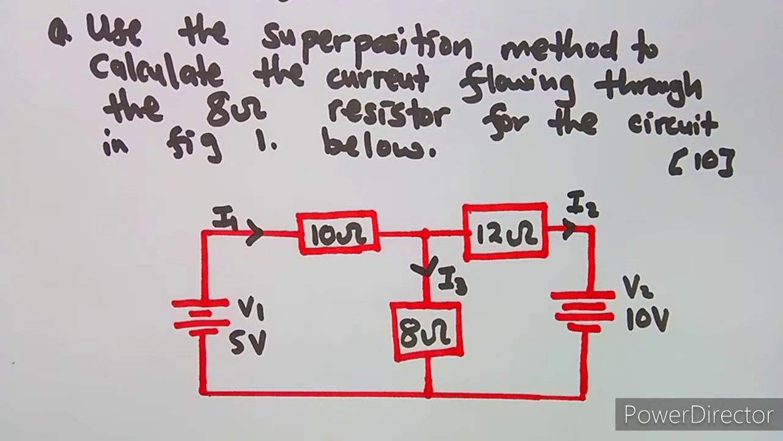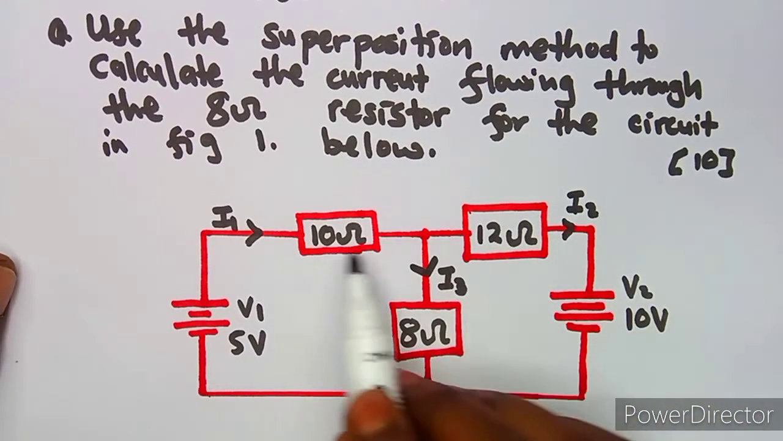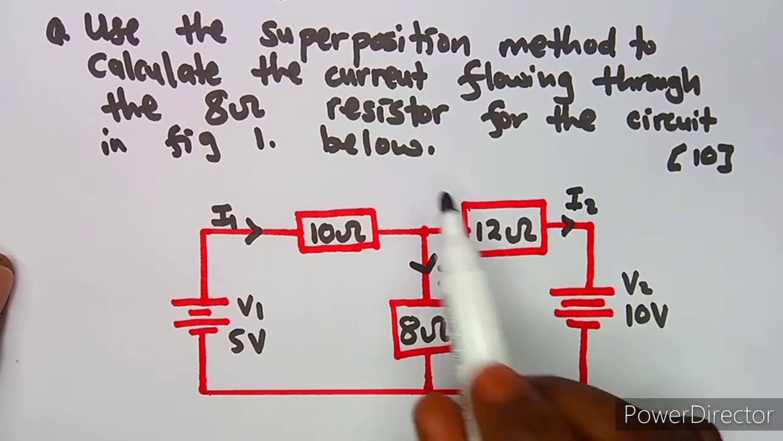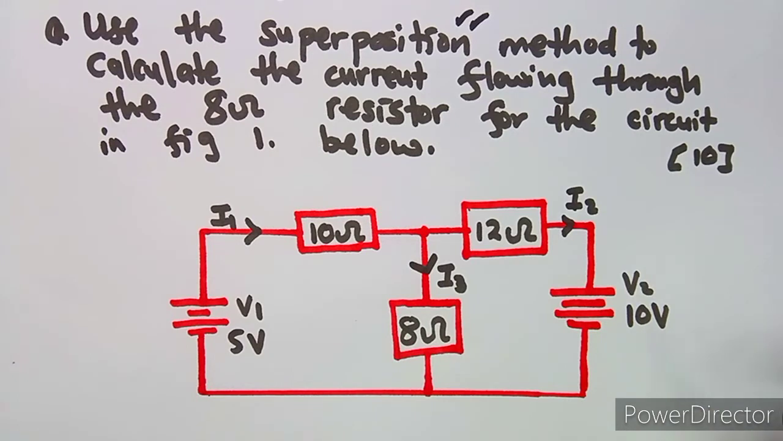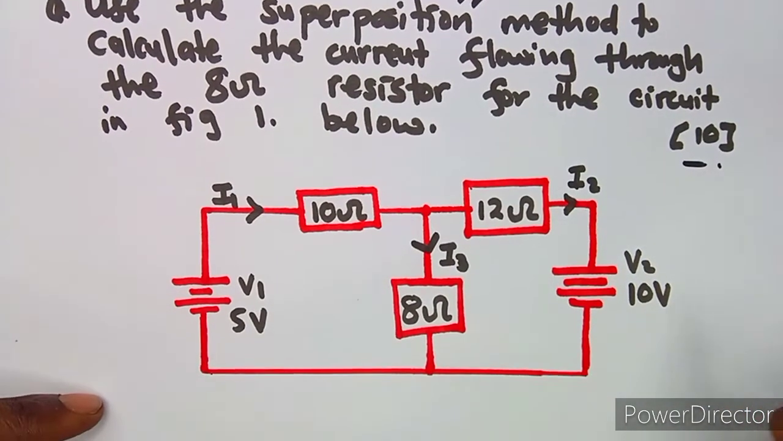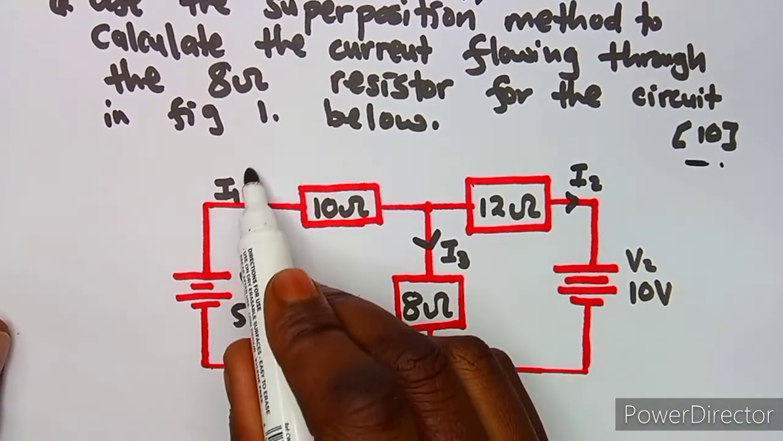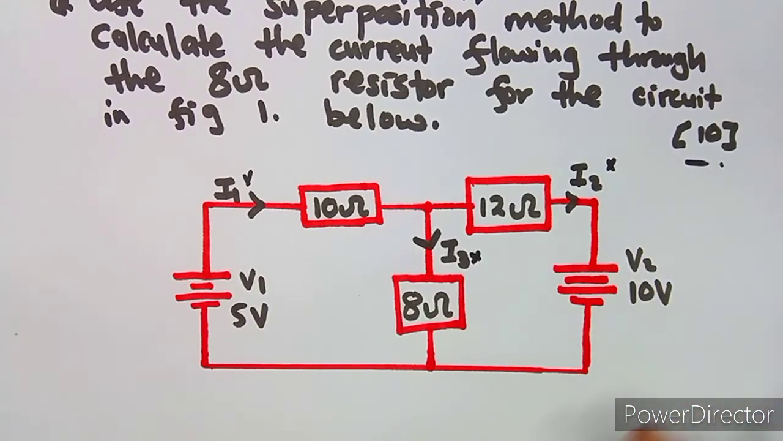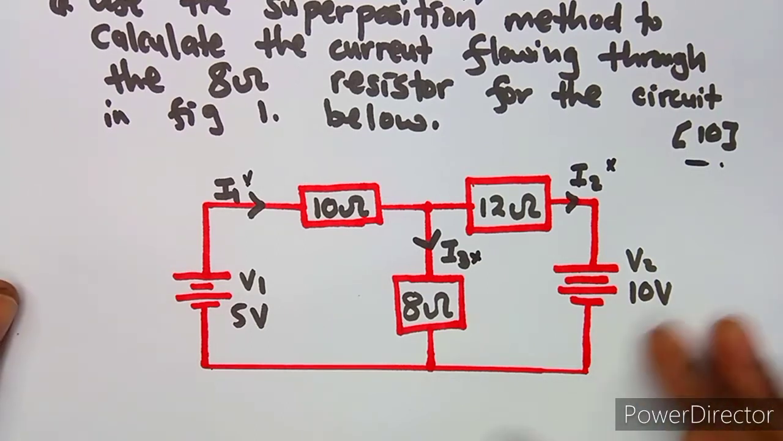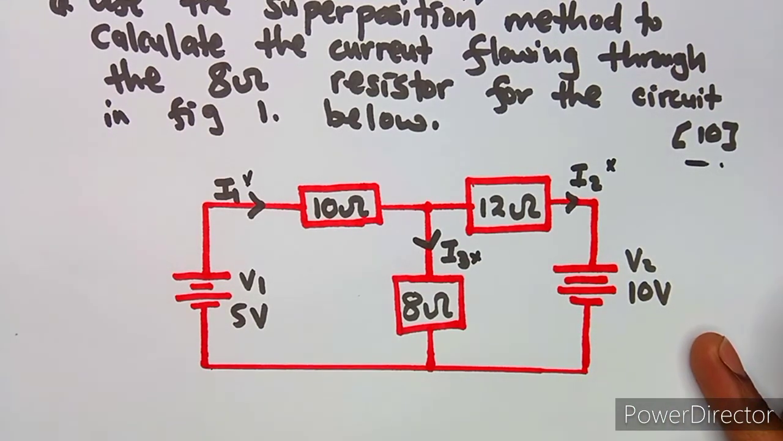So the question here is: use the superposition method or the superposition theorem to calculate the current flowing through the 8 ohm resistor for the circuit in fig 1 below. We are asked to apply the superposition theorem, take note, and we've got 10 marks for that. For the meantime, don't consider these currents, guys. I'm going to talk about it. This is the circuit diagram that we are given in this case.